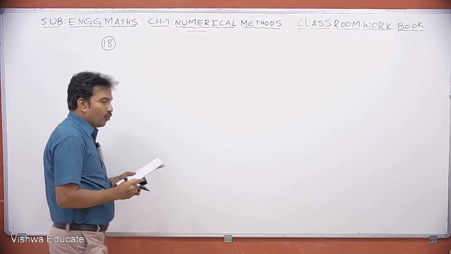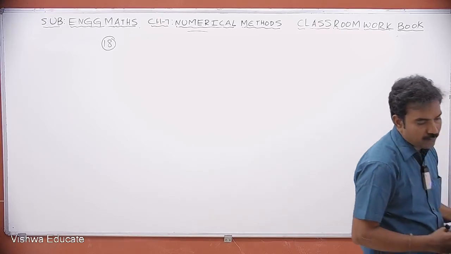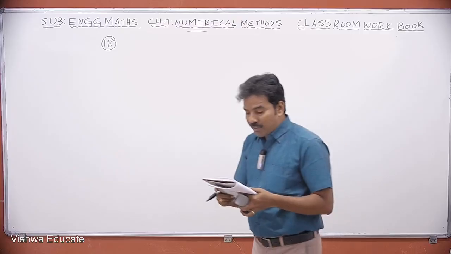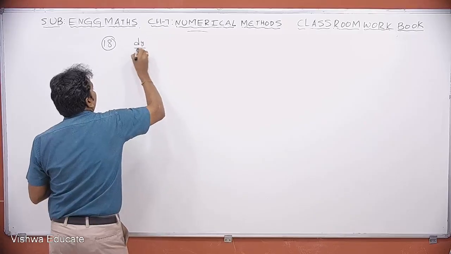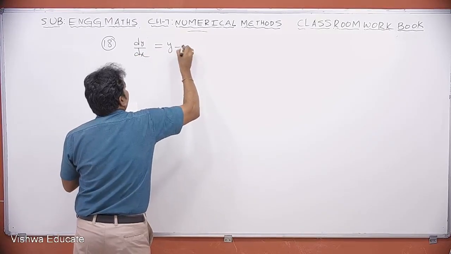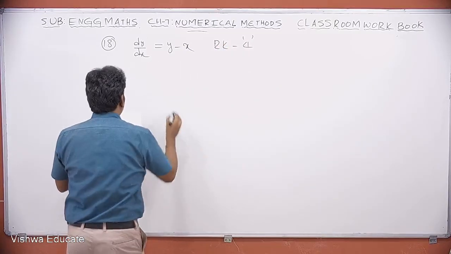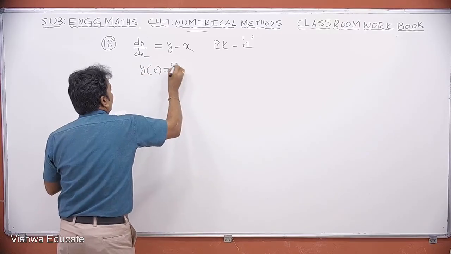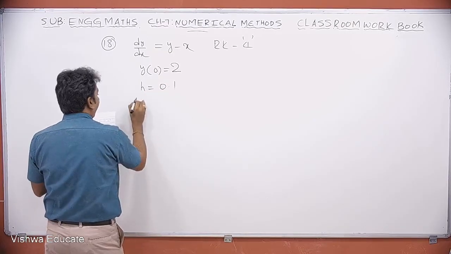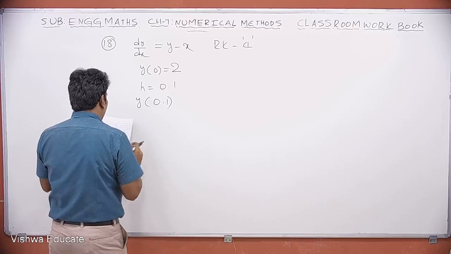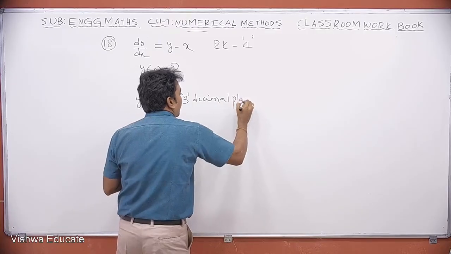RK method of order 4 is used to solve the equation dy by dx equal to y minus x. The initial condition is y of 0 equal to 2. Step size, that is h value, as 0.1. The value of y of 0.1 up to 3 decimal places is blank.